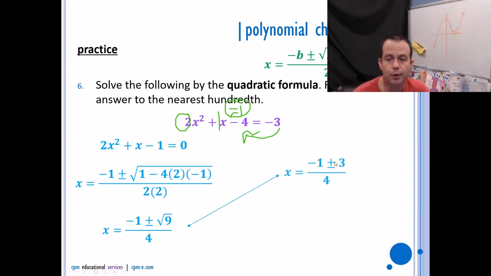Okay, so -1 plus 3 would be 2. 2 over 4 is a half. And -1 minus 3 would be -4. -4 divided by 4 is -1. So my two answers end up being -1 and 1/2.